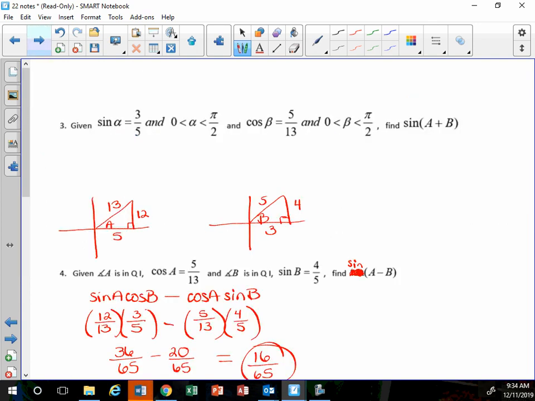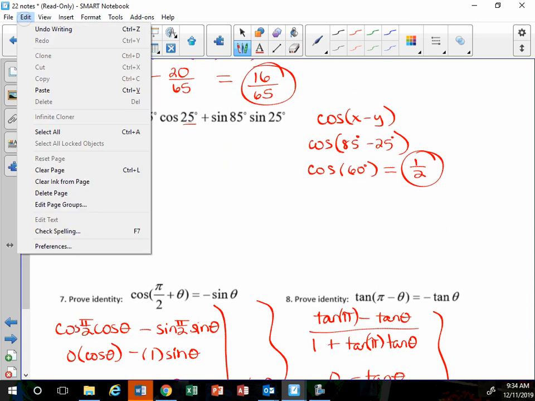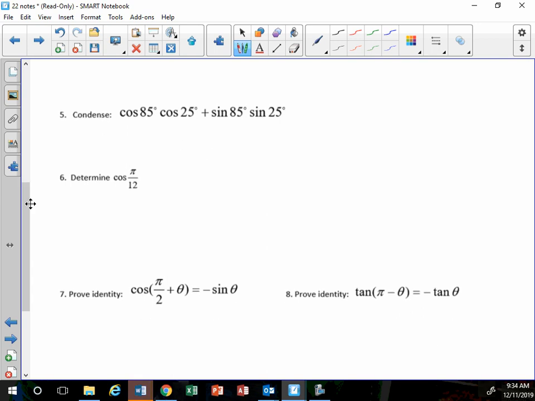I'm going to go a little bit out of order here. Go to number 5 for me. Okay, it says condense, and then I give you this cosine of 85 plus cosine 25.